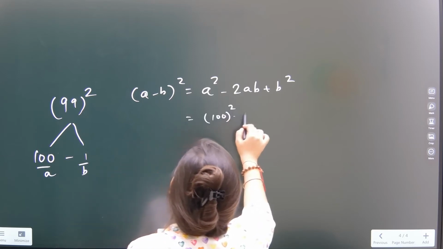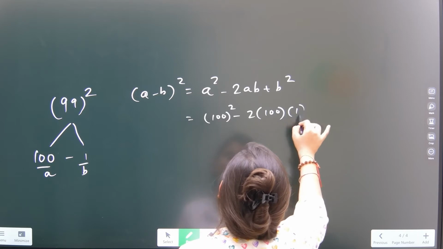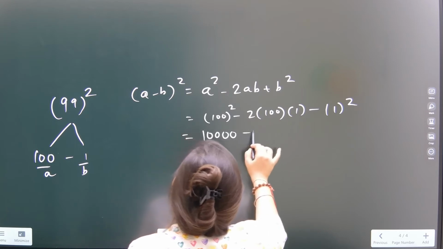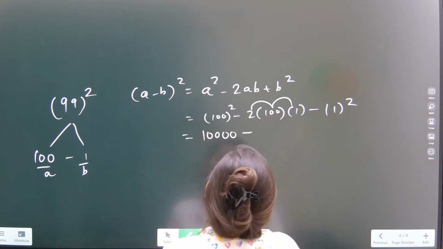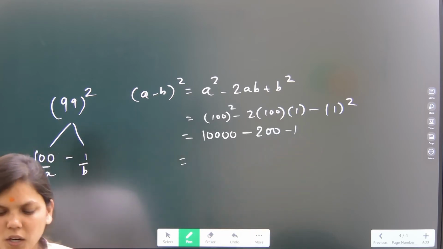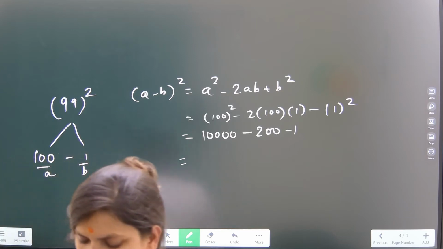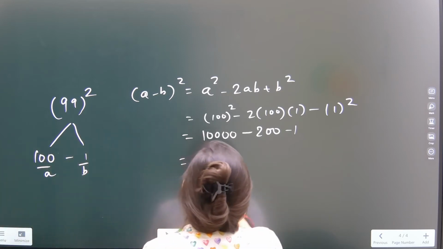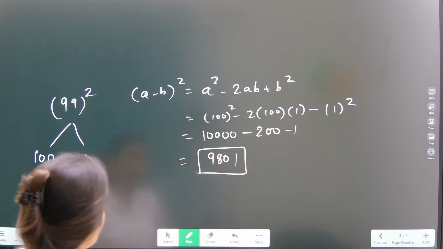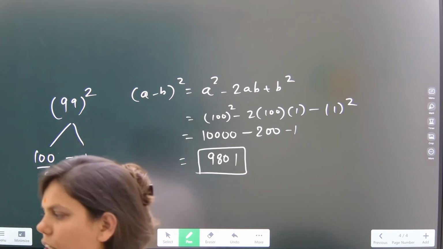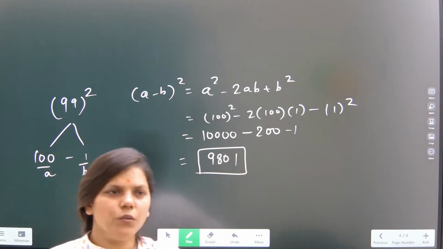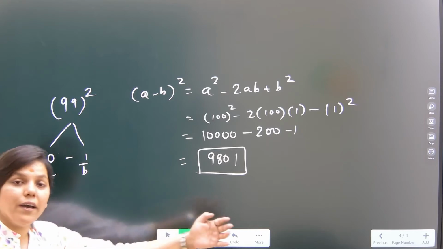So this is 100 minus 1 whole square: 100 square is 10,000, minus 2 into 100 into 1, that is 200, plus 1. So what will be my answer? This will be 9801. Simple. I just need to subtract the values. That's it. So you can use the identity as well to find the square of any number.